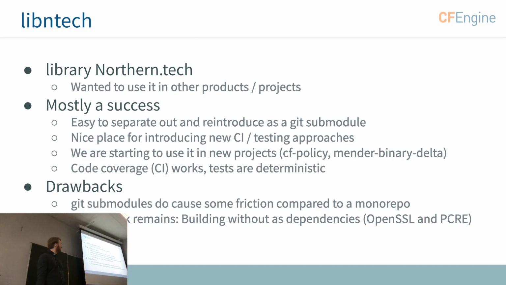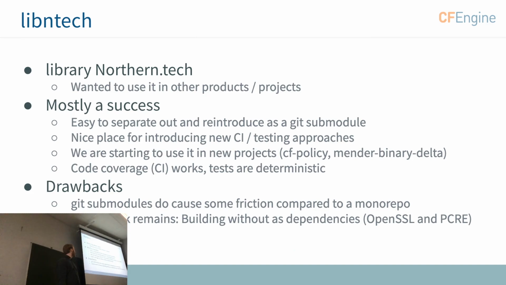It was fairly easy to do this compared to the networking code. It's a nice place for being more aggressive about introducing new things because it's a smaller project. So we are seeing that some things like code coverage works better there because we have more deterministic tests there and fewer tests in general, so less complexity. We are starting to use this in new things now, most notably a new policy parser, syntax checker, and a part of the Mender project.